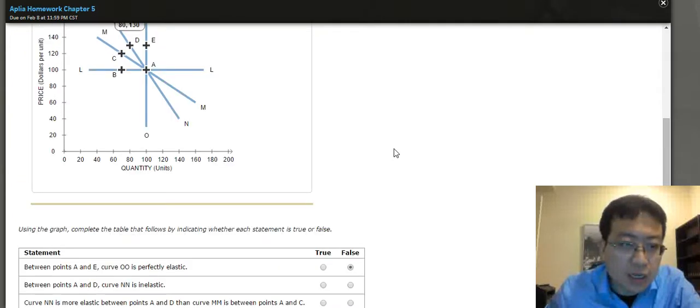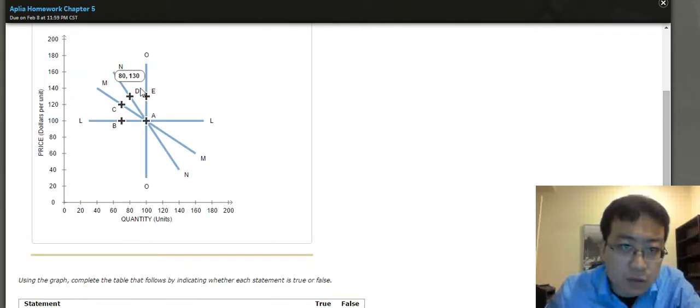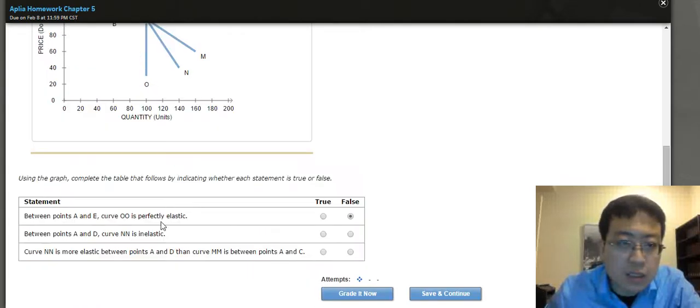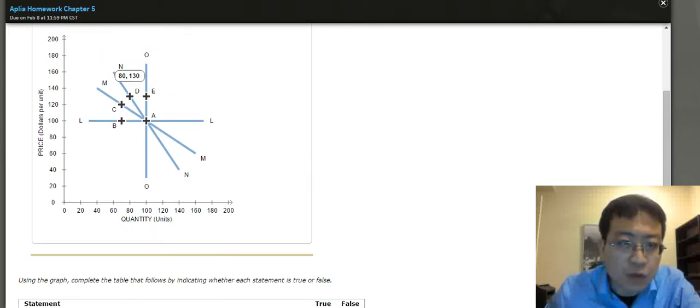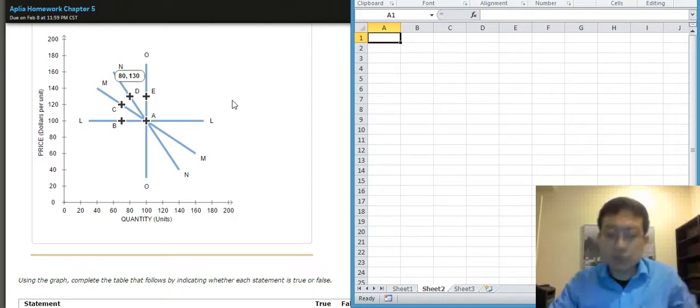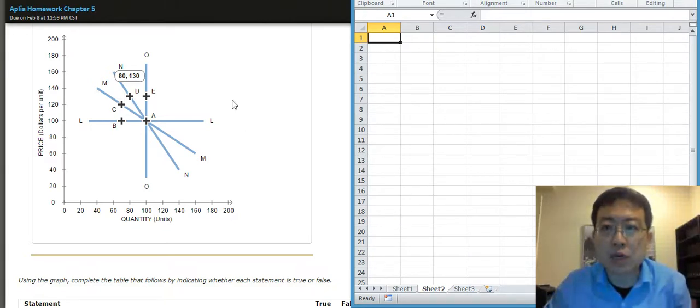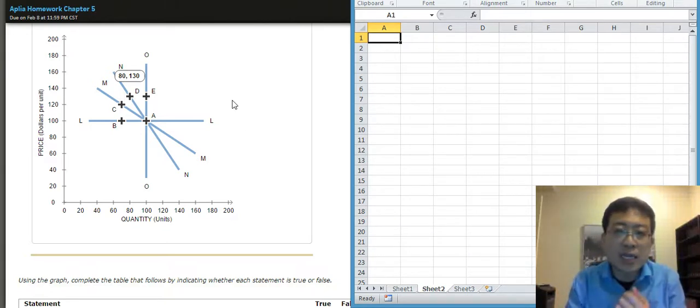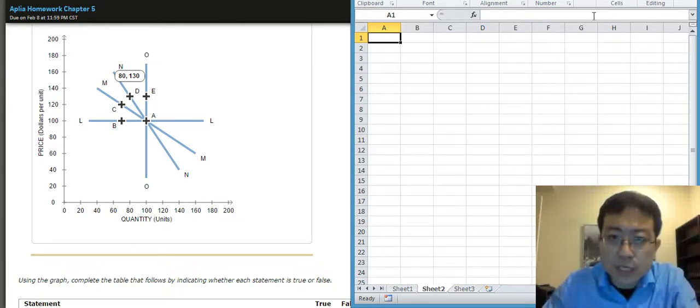So the first question is asking, between point A and E, so curve OO, this vertical line over here, is it perfectly elastic? So let's look for the elasticity for this one line OO between point E and A. Since we have 2 points, we can find the elasticity of this line from these 2 points. Again, I'm going to use Excel, so you can use whatever you want, but I like to use Excel because it's very convenient, and I can change whatever I want at a later time. So let's do the table again.